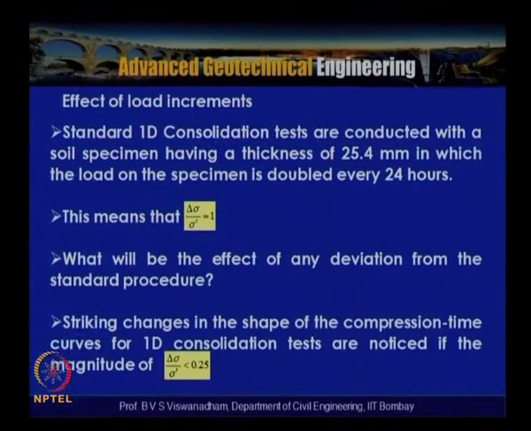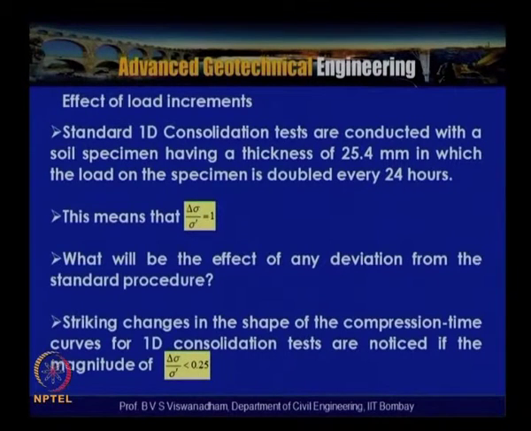Now let us see what will happen if we have deviations from the standard consolidation test. Standard consolidation tests, or oedometer tests, are conducted with a soil specimen having a thickness of 25 mm or 25.4 mm, in which the load on the specimen is doubled every 24 hours in the laboratory. This means that delta sigma by sigma dash is equal to 1. Delta sigma is the change in load with respect to the initial load. So delta sigma by sigma dash is equal to 1; the load increment ratio is always maintained as 1.